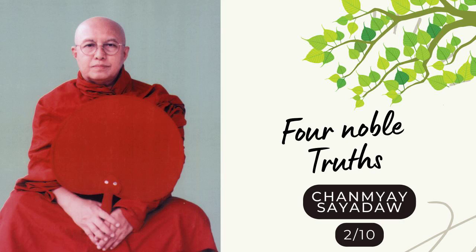Here, nama, mentality, consists of four aggregates. Rupa, physicality, consists of only a single one. Rupakkhandha, the aggregate of physical phenomena, is only one. The other four are included in namakkhandha, the aggregates of mentality or mental suffering. Feeling or sensation is mentality. Perception is also mentality. Mental formations is also mentality.